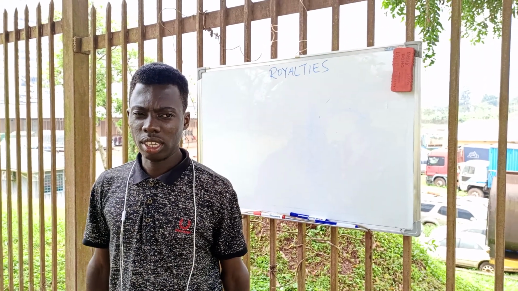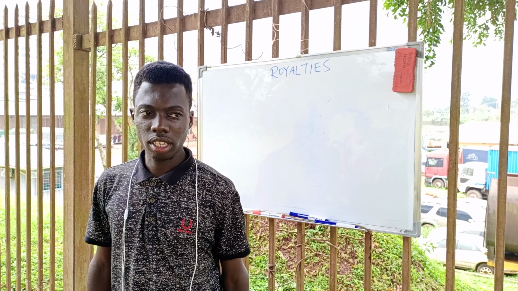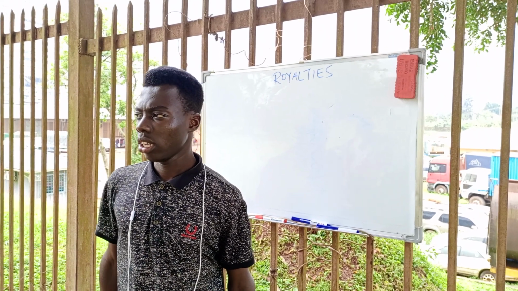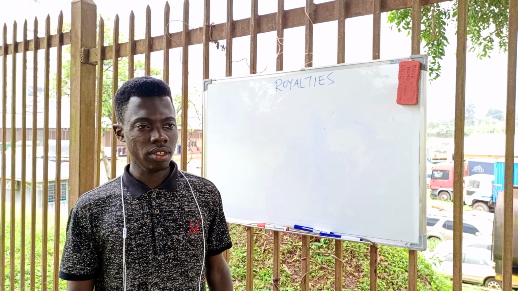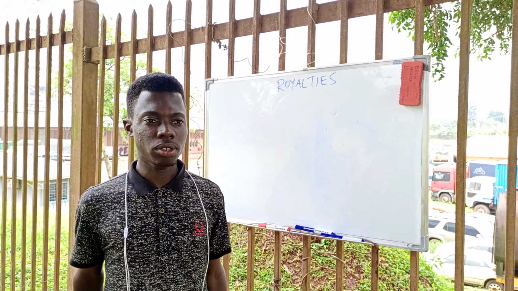Today we are going to be looking at royalties, some of the common terms used in royalties. Then we are also going to be looking at the accounting entries, what you are supposed to be doing, for instance, in the books of the landlord and the books of the tenant.